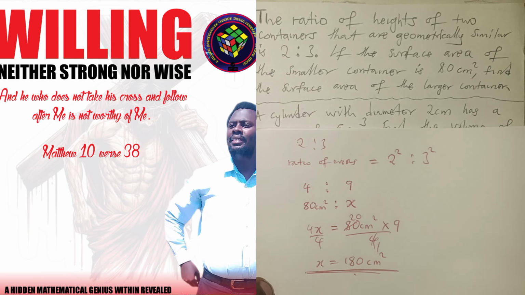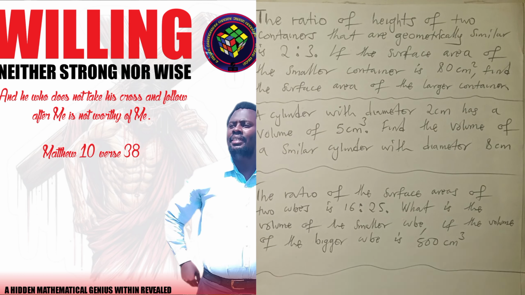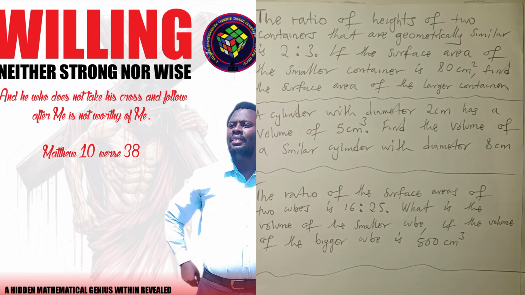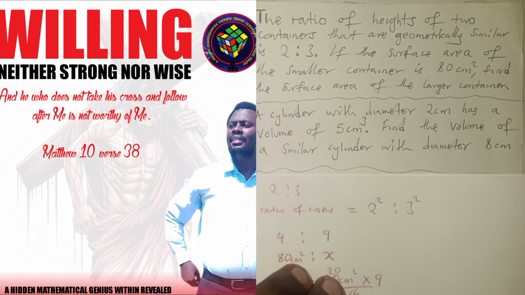We go to question 2. A cylinder with diameter 2 centimeters has a volume of 5 cubic centimeters. Find the volume of a larger cylinder with diameter 8 centimeters. Again, what we should know is that diameter is also a side. So we have a ratio of sides even here.